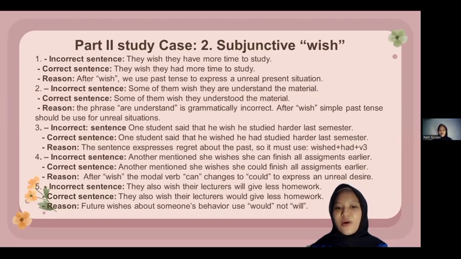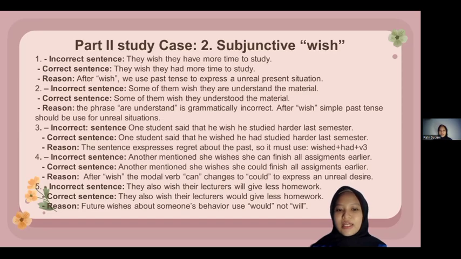Number 2, "Some of them wish they are understand the material." The correct sentence is "Some of them wish they understood the material" because the phrase "are understand" is grammatically incorrect. After wish, simple past tense should be used for an unreal situation.